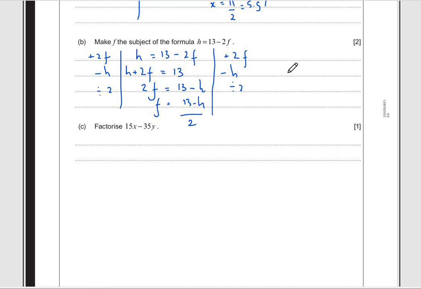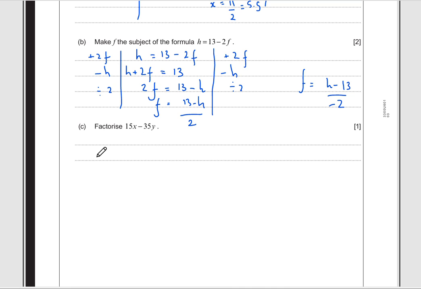You may have arranged it in a different way. So if you didn't start by adding 2f, you may well have f equals h minus 13 over negative 2, which is also a correct answer. You can just see that all the signs are just opposite.